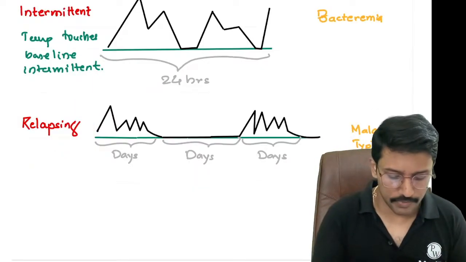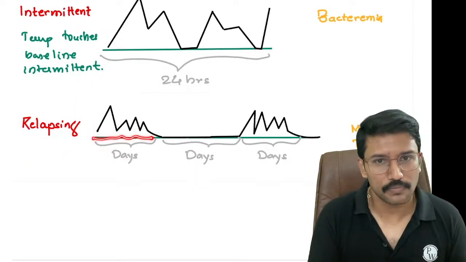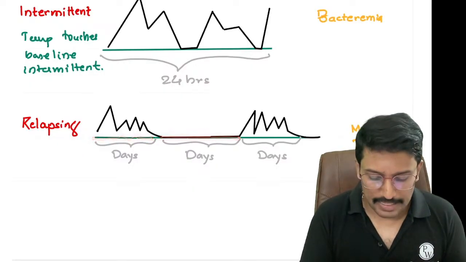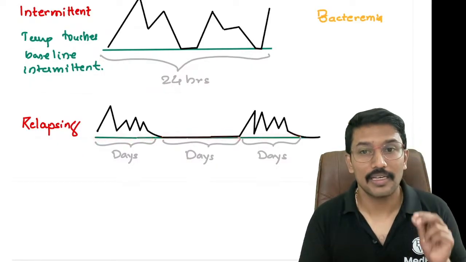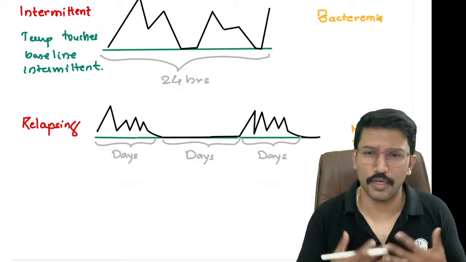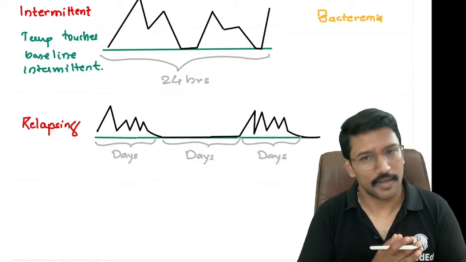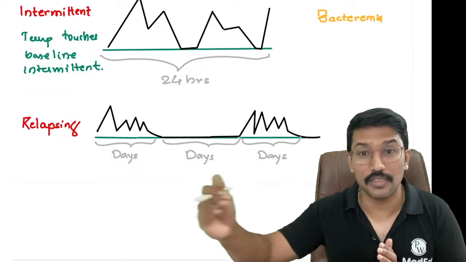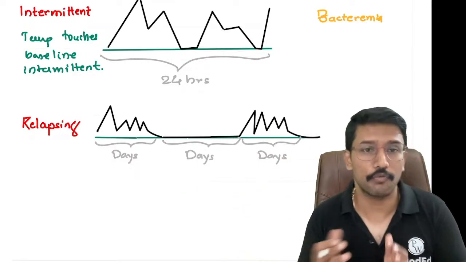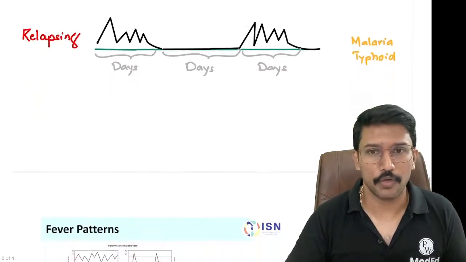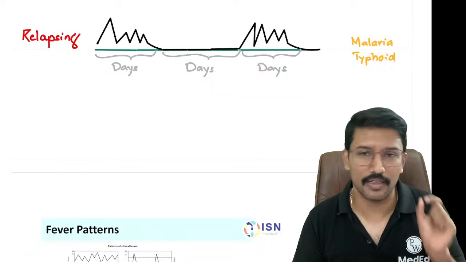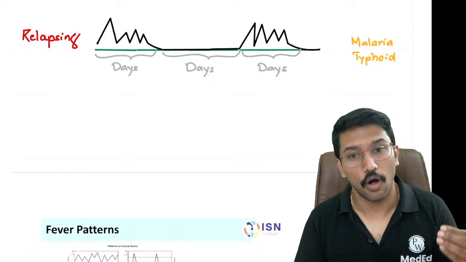So relapsing fever is where fever runs for few days. Okay. Then for few days there is no fever. Then again fever comes. This is what we call as relapsing fever. So like, okay, today, tomorrow, day after tomorrow I have fever. Next few days I don't have fever. Then again 3-4 days I have fever. Then next few days I don't have fever. Then again 3-4 days I have fever. This is what we call as relapsing fever. Three examples I want you to remember for relapsing fever. The first one is malaria, the second one is typhoid, and third one is Hodgkin's.